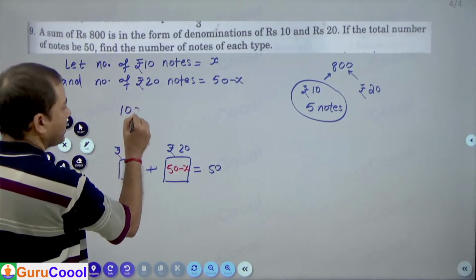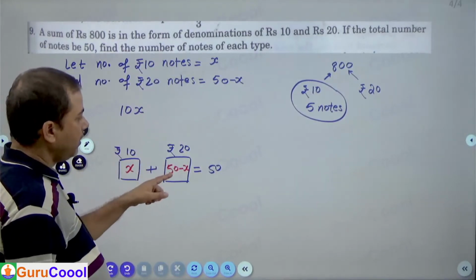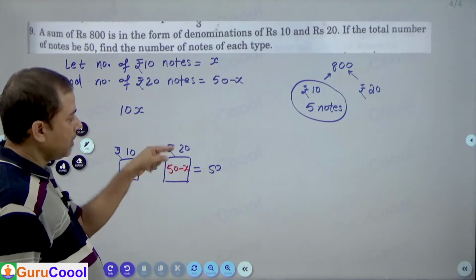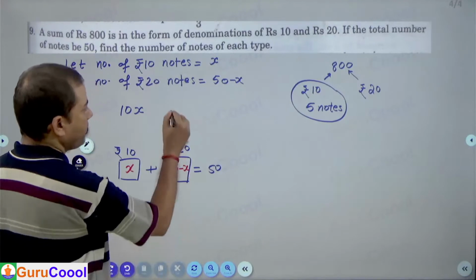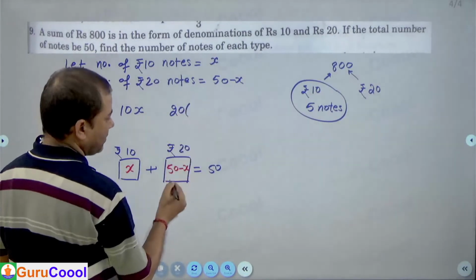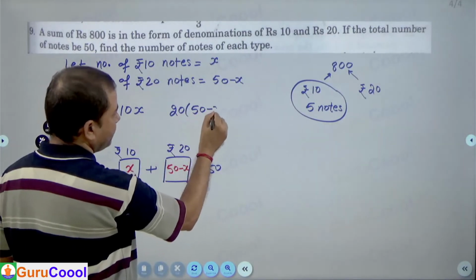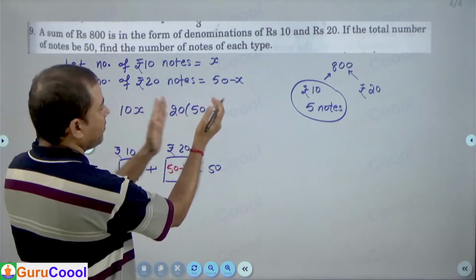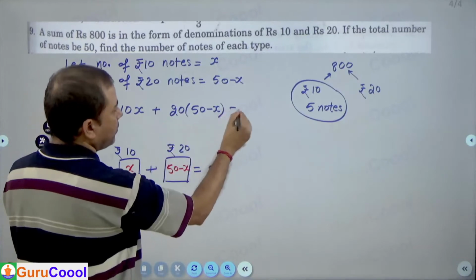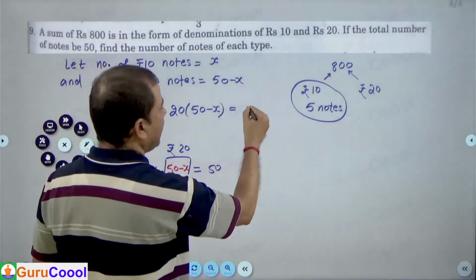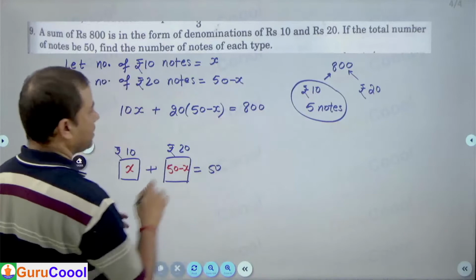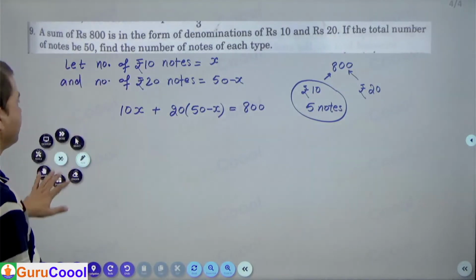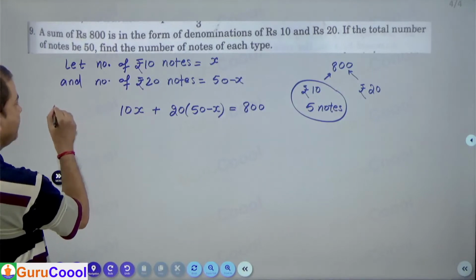Similarly, you have 20 rupee notes, how many? 50 minus x. You will multiply them for the total money: 20 multiplied with 50 minus x. And this total money should be added together to make the whole money. Whole money is 800. Our equation is set up. Got it? Yes, sir.